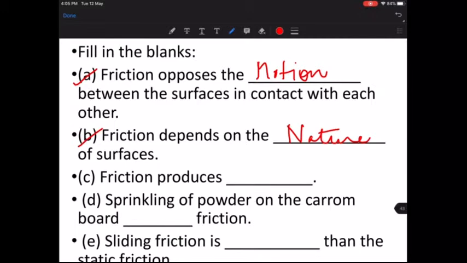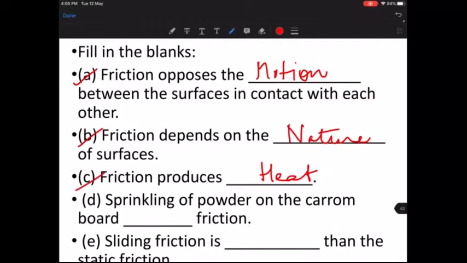Second, friction produces dash. What does it produce? Friction produces heat. We discussed about heat in the last session. When we rub our hands and if our hands are dry, then friction gives out heat.